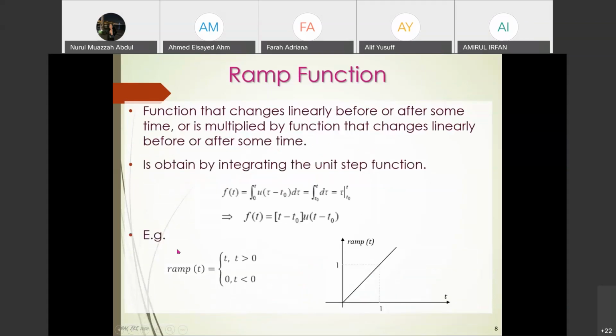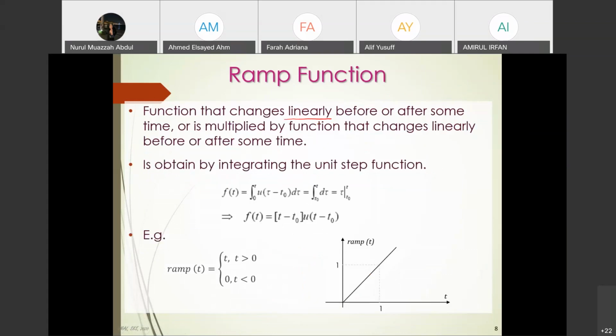This is what we call the ramp function. Macam ramp lah. Ramp, kan kita tahu dia akan naik ke atas kan. That is a ramp. So this is the ramp function, a function that changes linearly. This is the important keyword: a function that changes linearly before or after some time.